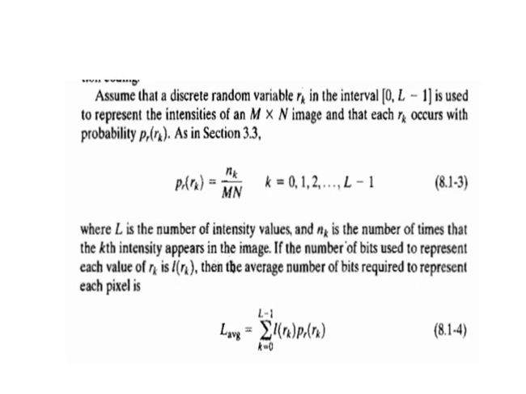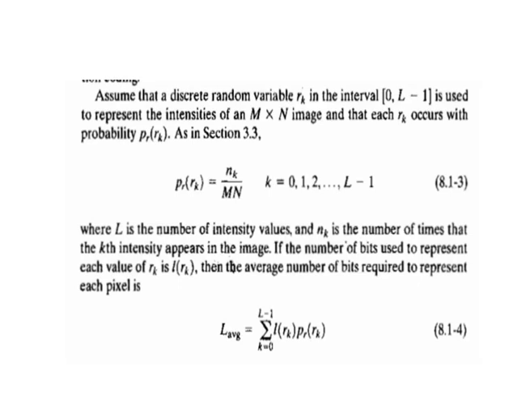If the number of bits used to represent each value of r_k is l(r_k), then the average number of bits required to represent each pixel is L_avg = summation of k = 0 to L-1 of l(r_k) p_r(r_k). That is, the average length of the code word assigned to the various intensity values is found by summing the product of the number of bits used to represent each intensity and the probability that the intensity occurs. The total number of bits required to represent an M by N image is MN L_avg.